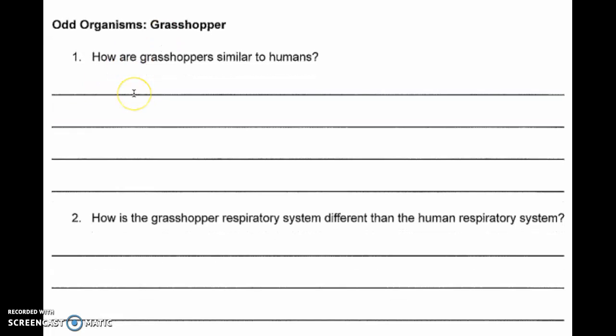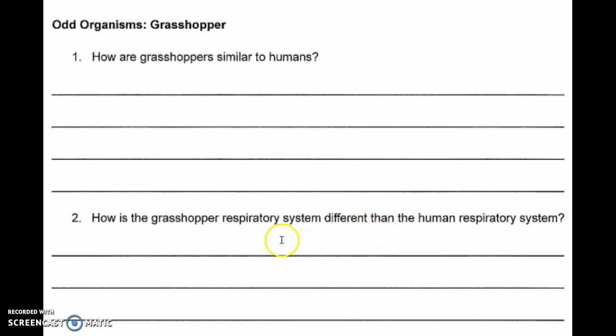Let's look at the questions that we have to answer at the end before we start reading. So, odd organisms, grasshopper. How are grasshoppers similar to humans? All right, that's really strange to think about, right? So I wonder what needs we have that could be the same, similar, or slightly different than others. Okay, and number 2. How is the grasshopper respiratory system different than the human respiratory system?